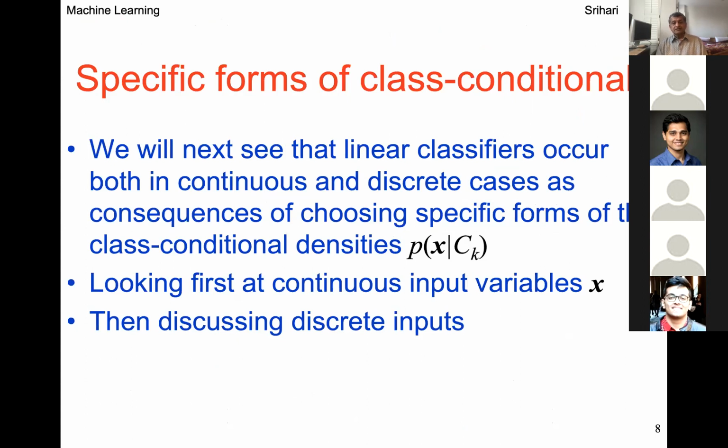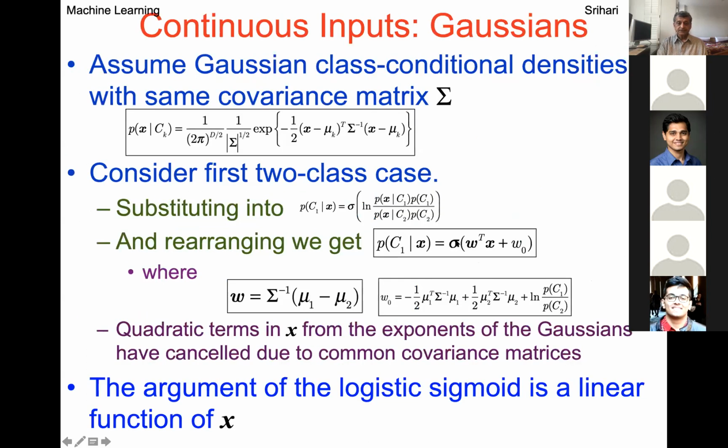Okay, we'll next see that linear classifiers occur both in continuous and discrete cases as consequences of choosing specific forms of class conditional densities. So far in this discussion on generative models, there was nothing about linear classifiers. We just said if you have probability distributions, then this is how the model is specified. Now we are saying if this distribution p(x | C_k) has some interesting forms, then we end up with linear classifiers. That's interesting.